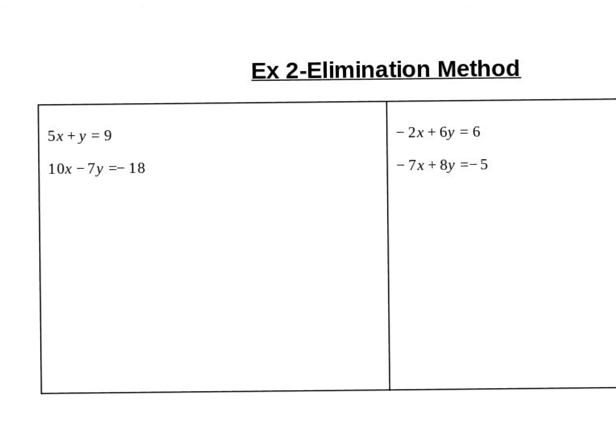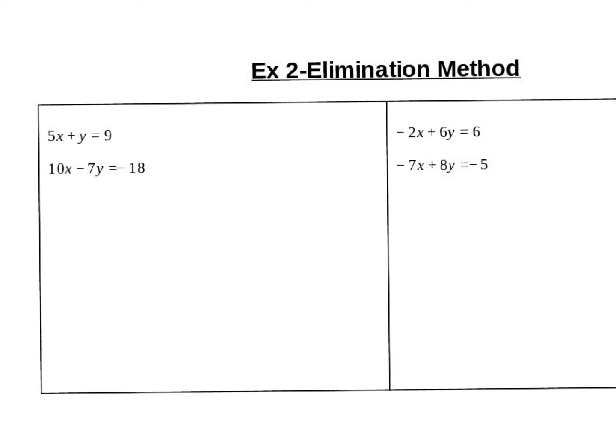Okay, the example 2s for elimination method. What we're going to see here is 5x plus y equals 9, 10x minus 7y equals -18. As we can see, none of these are going to cancel as is. So that means we just need to decide what we are going to multiply so that something will cancel. When we look at the x's, we have the option of multiplying by a -2, so that 5 times -2 is -10. Or if you have this plus 7, -7, we have the option of multiplying by a 7 so that your y's cancel. So it really doesn't matter which one you do.